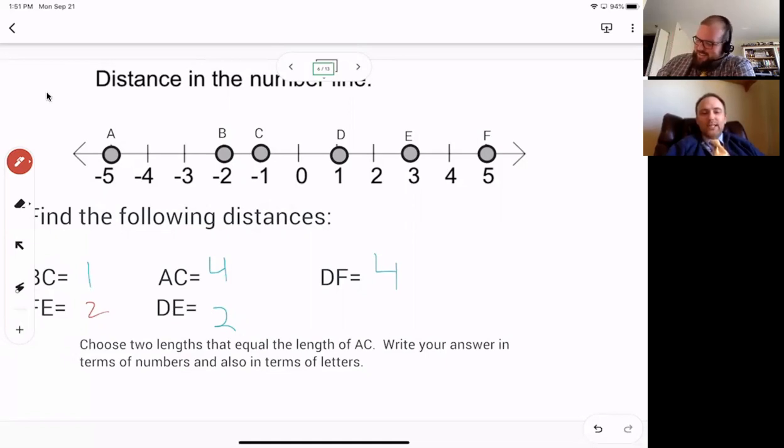Choose two lengths that equal the length of AC. So AC is this whole piece. Oh, Mr. Carlson, I bet I know what's going on here.